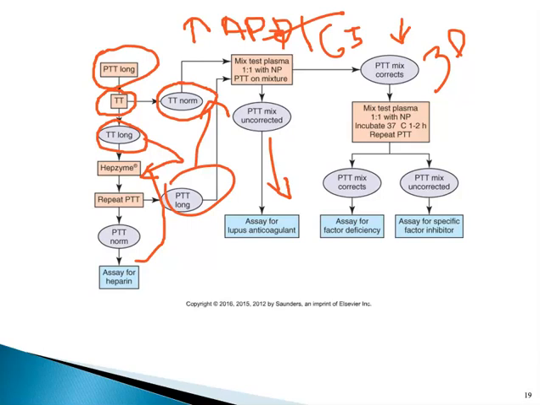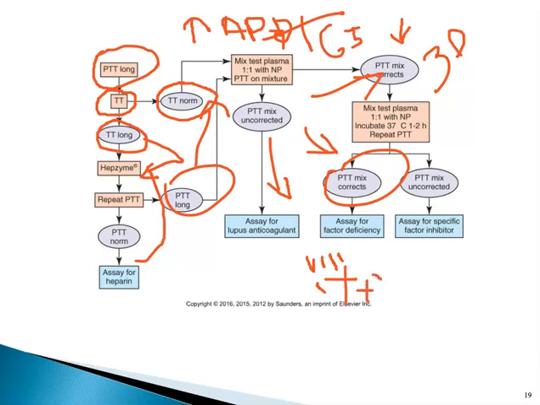So if we run it again and we get another correction, okay? So in this case, we have correction. That means that the PNP that we added here is probably giving us the factors that we need. So this indicates there is a factor deficiency. So if there's a factor deficiency and we're running an APTT, it is very likely that the deficient factor is factor 8, okay? All right, this is taking me a long time. Factor 8, factor 9, or factor 11, okay? So there you go, factor 11.